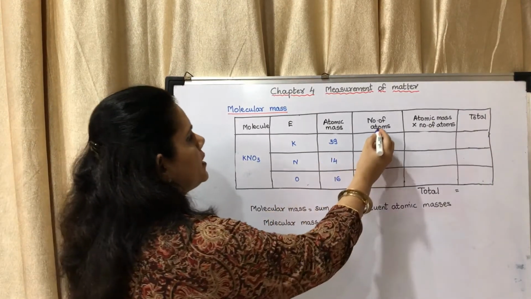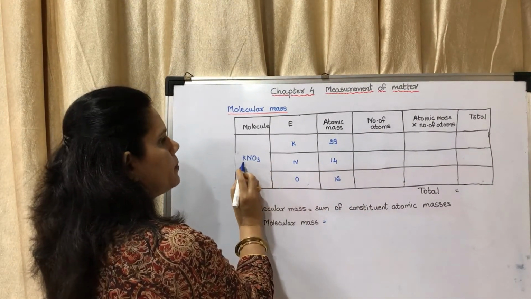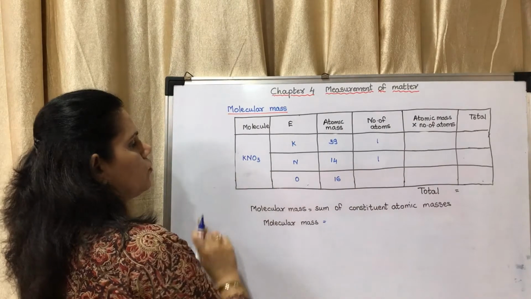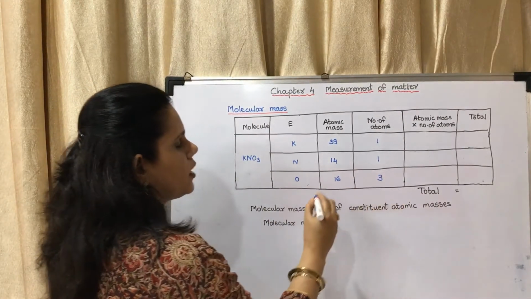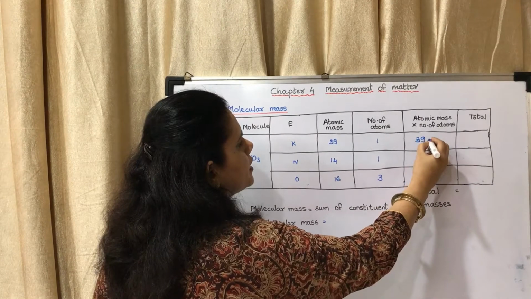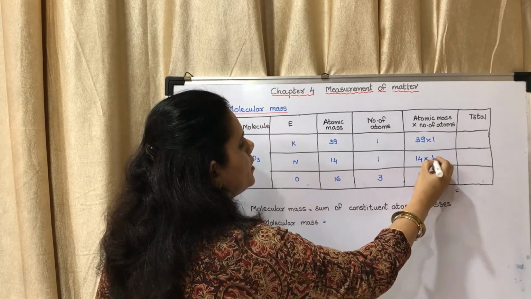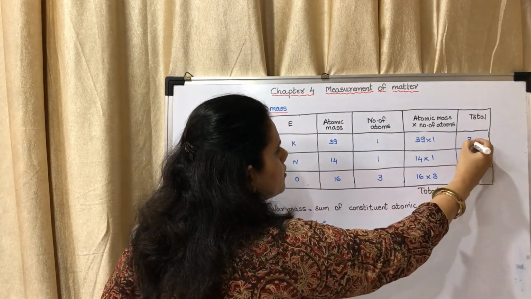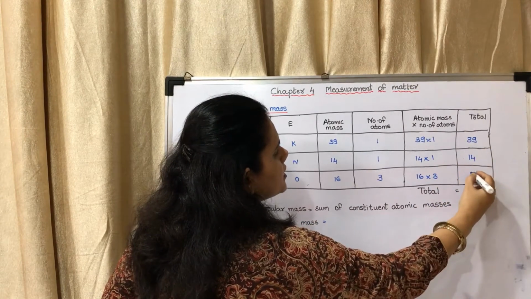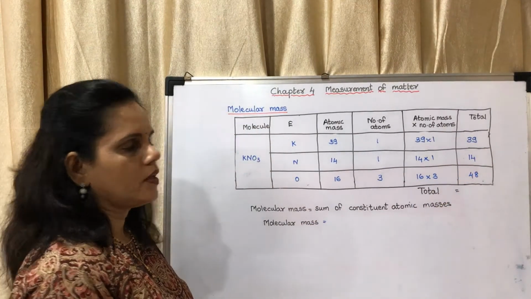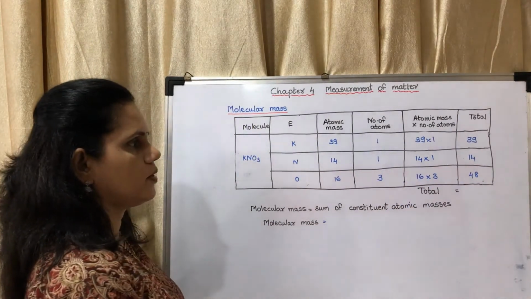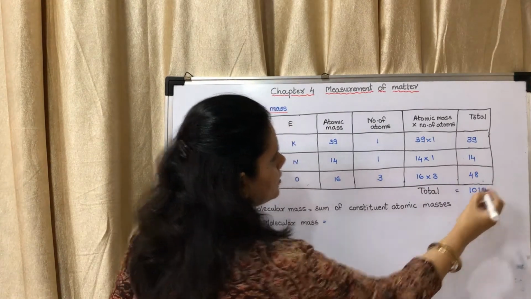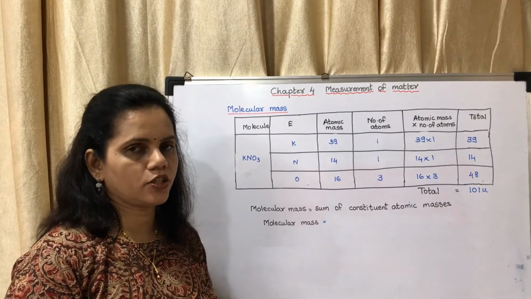Okay, so you may see the number of atoms. How many atoms of potassium? It is 1. How many atoms of nitrogen? It is 1. How many atoms of oxygen? It is 3. Okay, so you have to multiply. You will get it as 39 into 1, 14 into 1 and 16 into 3. Okay, now you have to write the values here. Here it will be 39, 14 and 16 3s are 48. Now you have to add these 3. Then you will get 101 Dalton. Okay, the answer will be 101 Dalton.